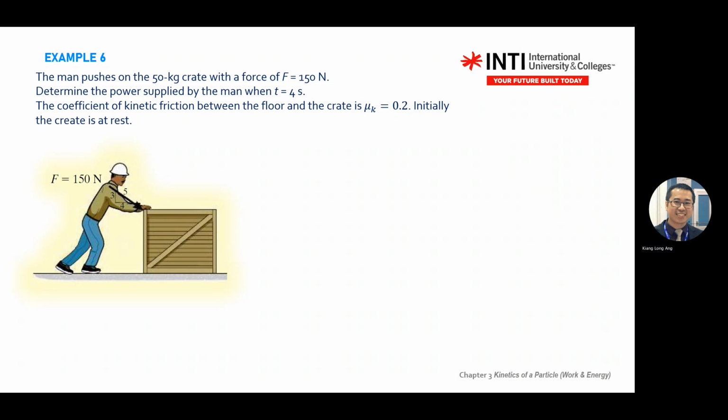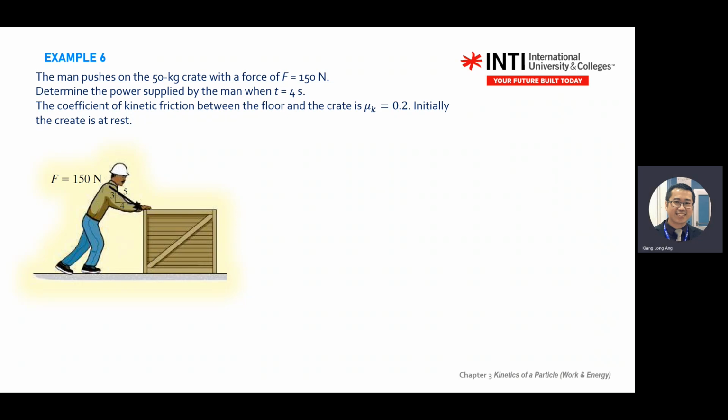So the coefficient of friction was given. It just gives you a hint that you need to find the normal force. Because from the normal force, you can convert into friction force. Initially, the crate is at rest. You are given the initial velocity. So how do you solve this question?